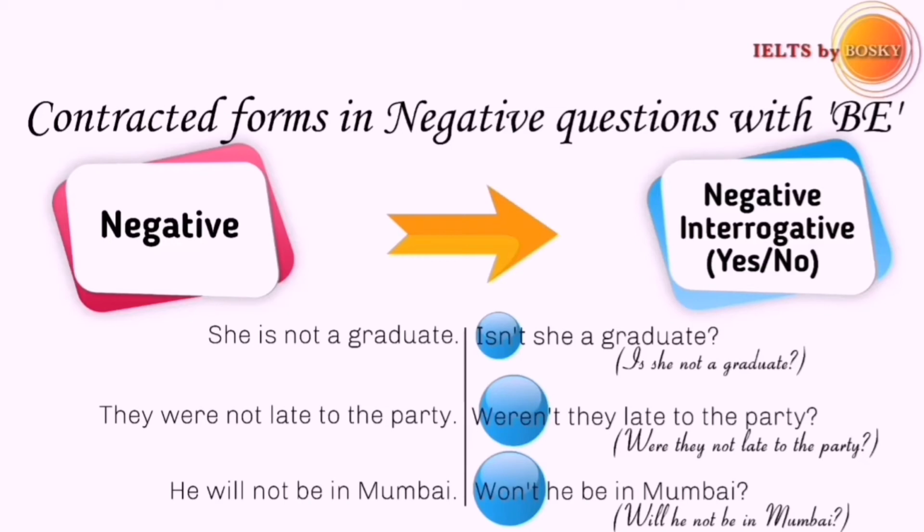She is not a graduate. Isn't she a graduate? This is spoken form. Is she not a graduate? That is written form. They were not late to the party. Weren't they late to the party? Were they not late to the party? He will not be in Mumbai. Won't he be in Mumbai? Spoken form. Will he not be in Mumbai? Written form.